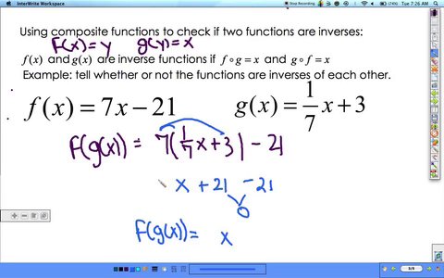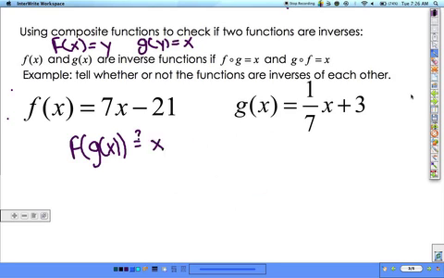And since they're inverses of each other, I can actually compose it the other way. Let me show you what I mean. Okay, so if I compose g of f of x instead, I should still just get a return of x. And that's only true of inverse functions.